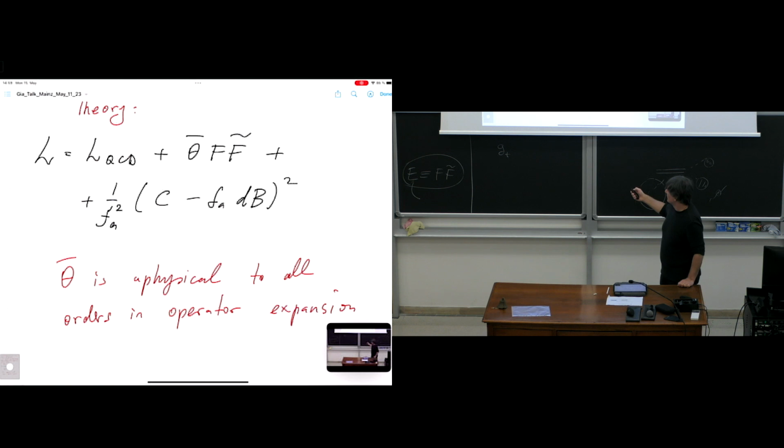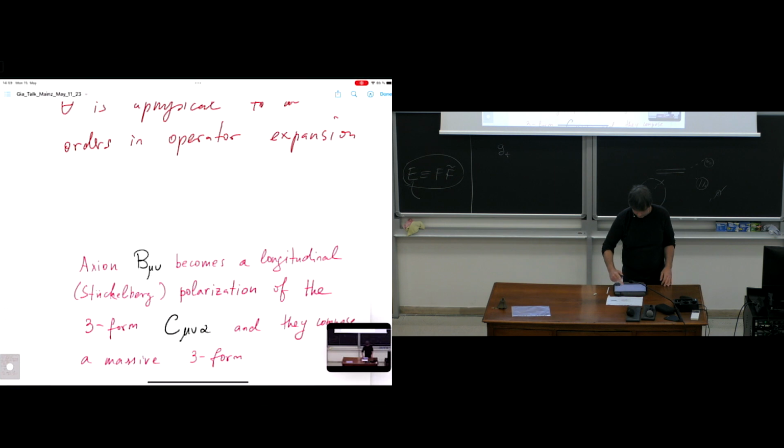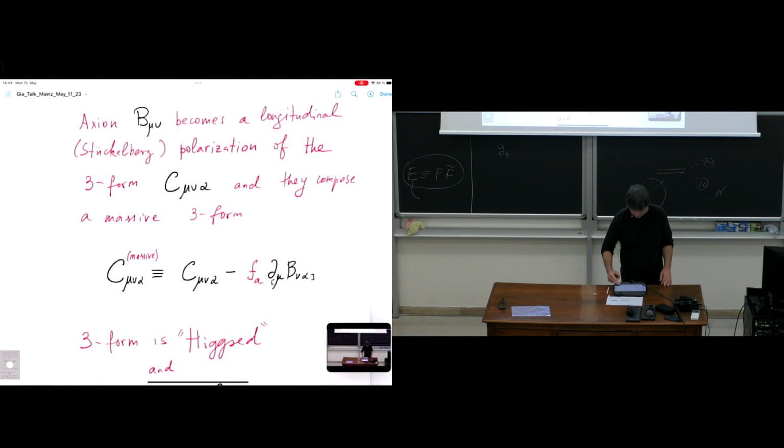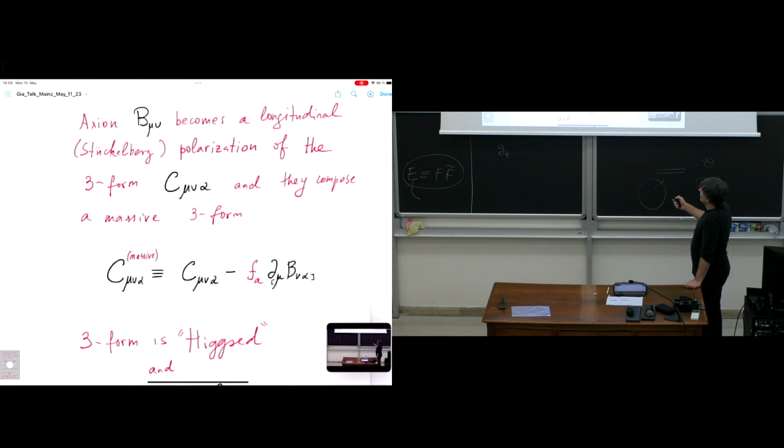Now, in this theory, we'll do this a little bit later, theta bar is unphysical to all orders in operator expansion, not just in perturbation theory. This is an exact statement, okay? So there is no continuous deformation of this theory which would regenerate theta bar, okay? So theta bar is exactly zero. As I said, here the axion, B mu nu, becomes literally a longitudinal component of a massive three form.